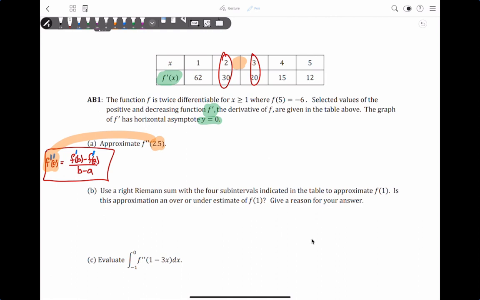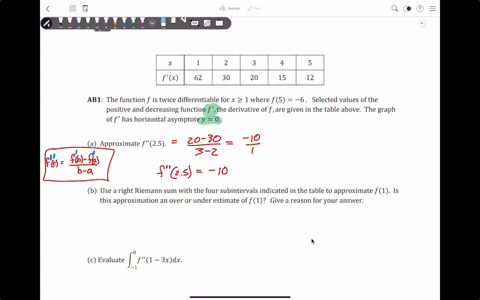So we're going to go ahead and write f prime of b minus f prime of a as 20 minus 30 over 3 minus 2. Okay, and this is going to be our f double prime approximation that exists halfway between 2 and 3 at 2.5. So again, 20 minus 30 over 3 minus 2. So let's go ahead and see. We get negative 10 over 1. So f double prime at 2.5 is equal to negative 10.